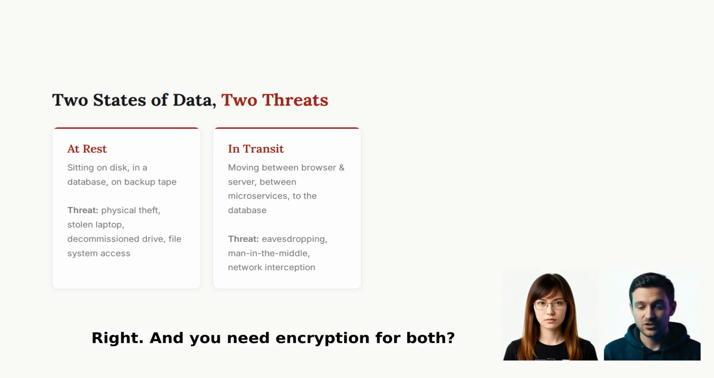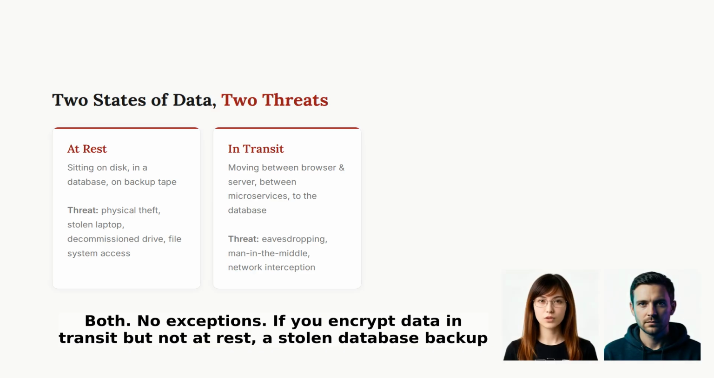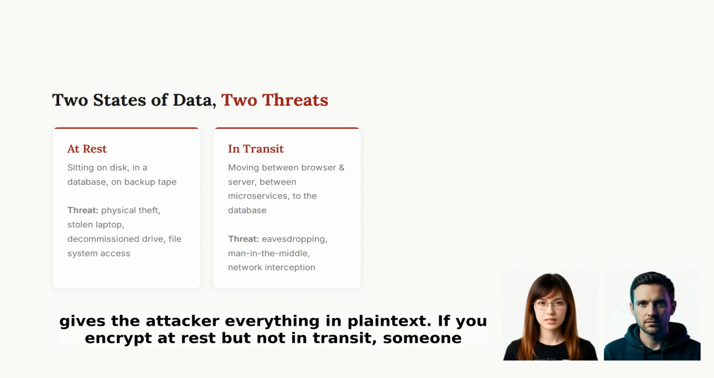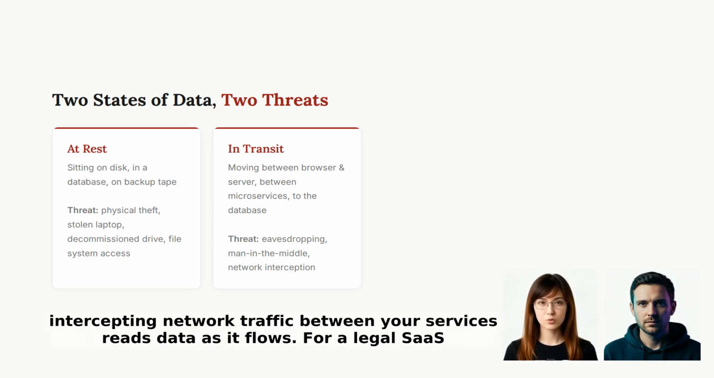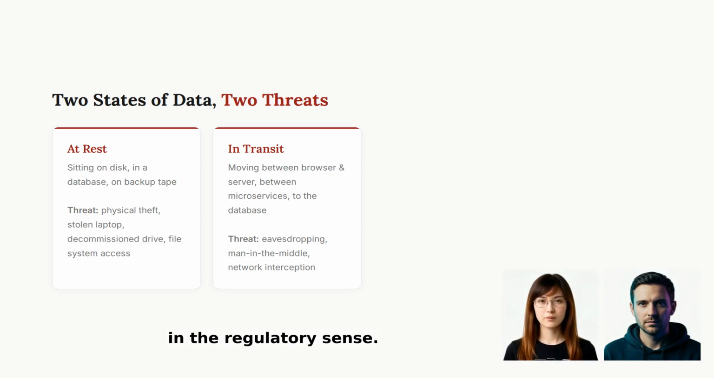Right. And you need encryption for both. Both. No exceptions. If you encrypt data in transit, but not at rest, a stolen database backup gives the attacker everything in plain text. If you encrypt at rest, but not in transit, someone intercepting network traffic between your services reads data as it flows. For a legal SaaS platform storing privileged client communications, leaving either gap is indefensible. Literally, in the regulatory sense.